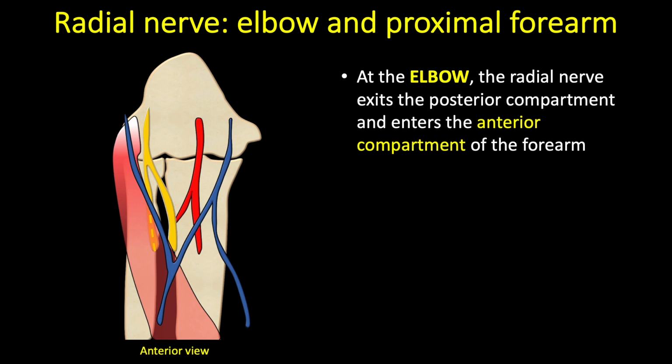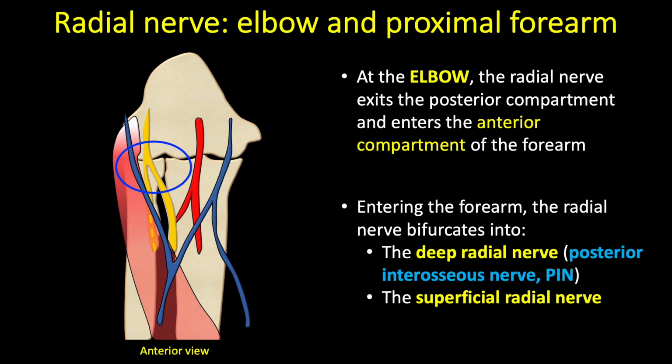As it enters the forearm, the radial nerve almost immediately bifurcates into the deep radial nerve, also known as posterior interosseous nerve, with the acronym of PIN, and the superficial radial nerve, and this bifurcation point is highlighted with a blue circle. At this level, we can also note the branching of the brachial artery into the radial and ulnar artery, and both are located on their respective sides.